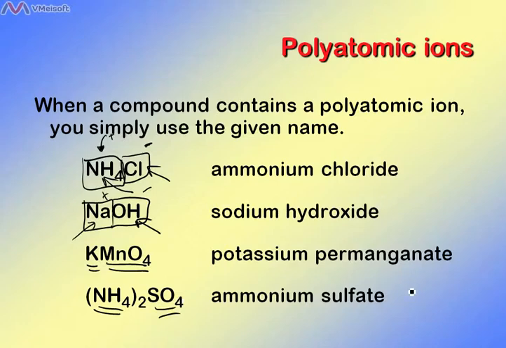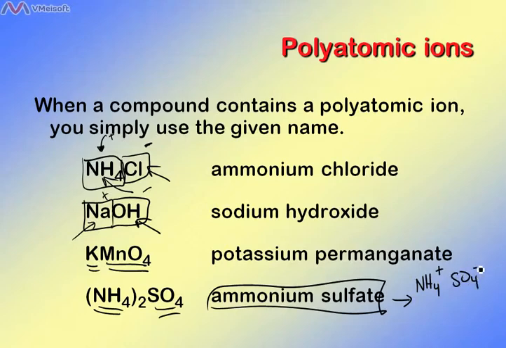And do note that if you were going back and forth between the name and the formula, you would say, okay, well, ammonium has a charge of +1. Sulfate has a charge of -2. Again, the ionic compound is itself neutral, so there must be 2 of these ammonium ions to offset the sulfate ion. And remember, when you're saying that there are 2 of these polyatomic ions, you have to use parentheses. So that is the thing.